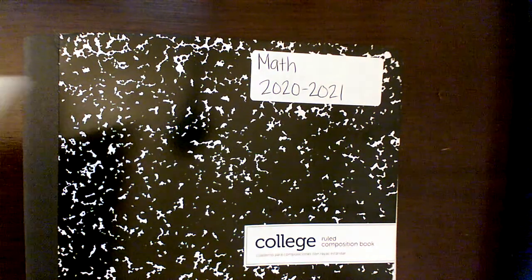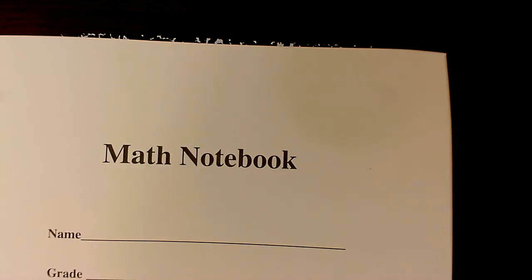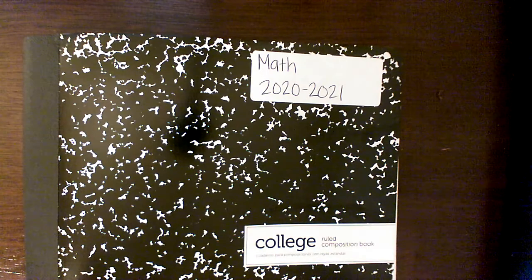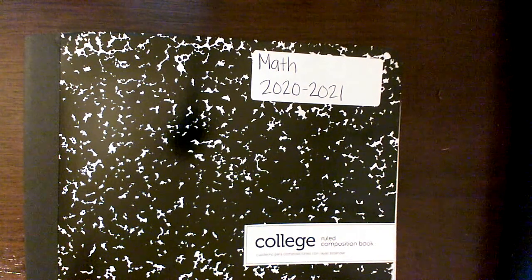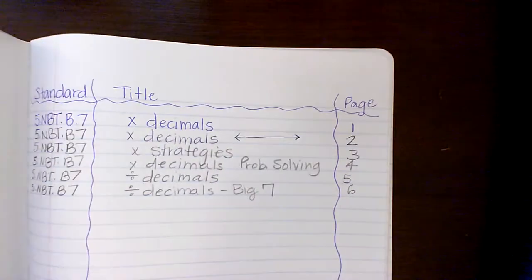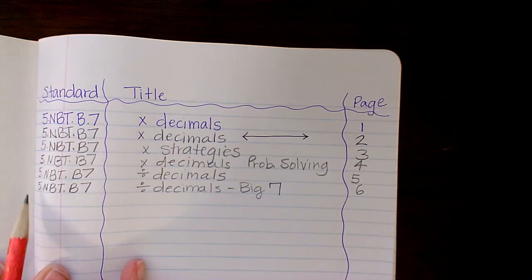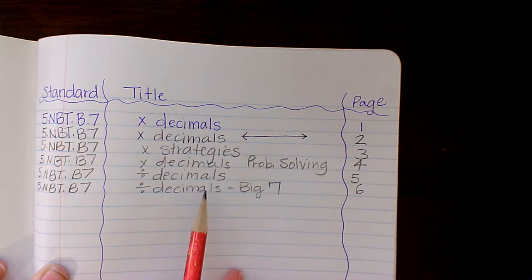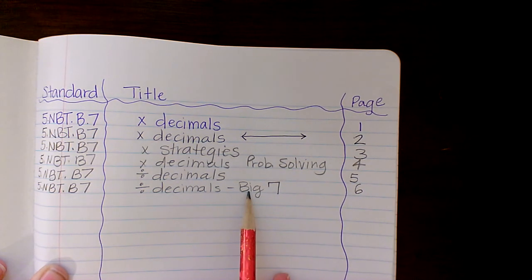Right, before we begin, 5th graders, you need to have your math notebook. So you can either have this one or wherever you're keeping your math notes. You're going to take your notebook and open it to your table of contents. And we're working on Standard 5.NBT.B.7. That's dividing decimals, and this time we're going to use the Big 7 strategy.